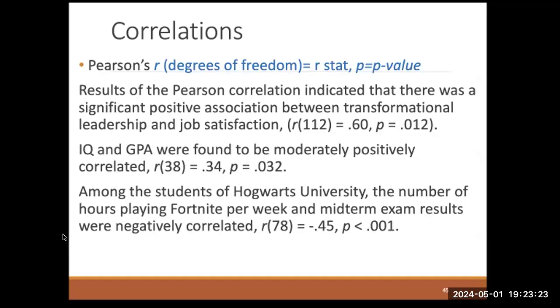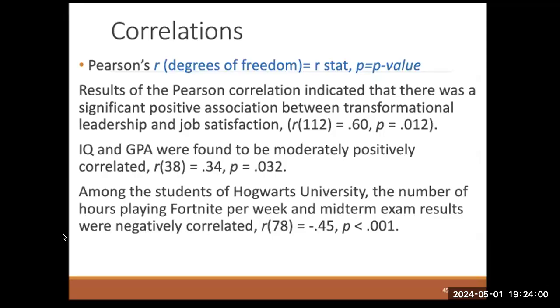So for example, results of the Pearson correlation indicated there was a significant positive association between transformational leadership and job satisfaction. R there tells us that a correlation is happening. 112. So 112 is our degrees of freedom. Plus 2 gives us our sample size, or the number of observations. So it's 114. The R statistic is 0.6, and P equals 0.012, which means it's significant.